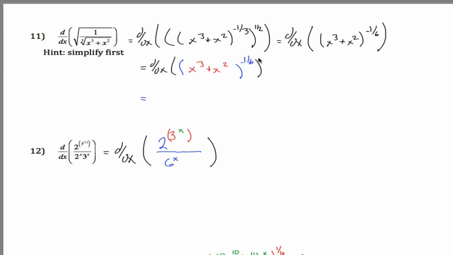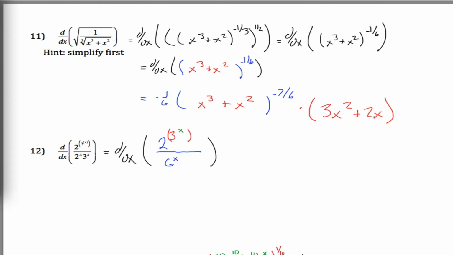When you're taking the derivative, if this were just x to the negative 1/6, you bring the negative 1/6 down in front, subtract 1 from negative 1/6 to get negative 7/6, and you'd be done. However, you're not done because it's not just x raised up to that power, it's this thing raised up to this power. So what you do is you leave it alone in this step, and then you multiply it by the derivative of this thing. The derivative of x cubed is 3x squared, the derivative of x squared is 2x. You get this mess here as your answer.